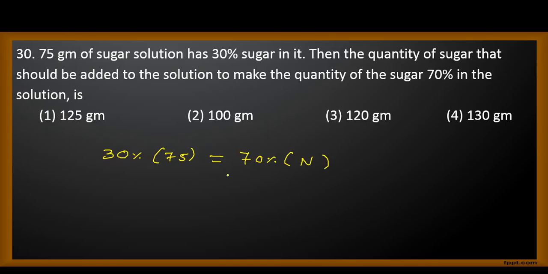now what is the question he is asking us to find? 75 gram of sugar solution has 30% sugar in it. We are equating sugar. The quantity of sugar that should be added to the solution to make the quantity of sugar 70% in the solution is. Okay, now what is the case? How to solve this? 30 by 100 into 75 is equivalent to 70 by 100 into n.